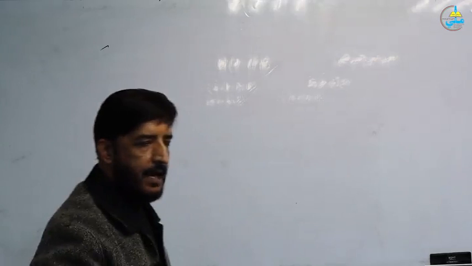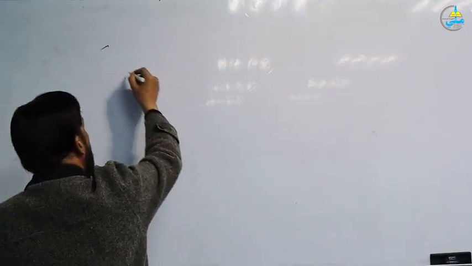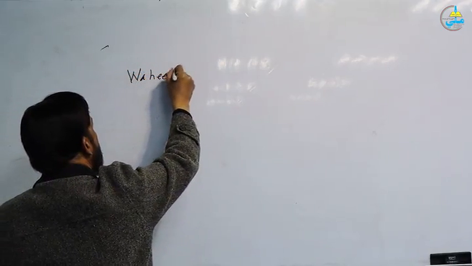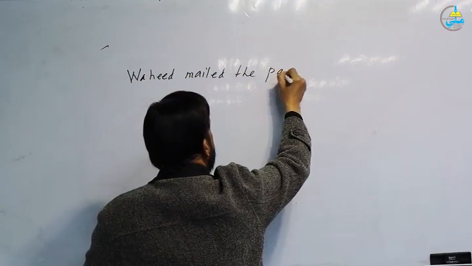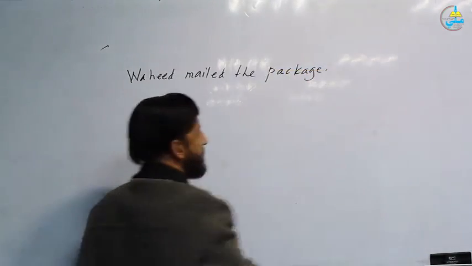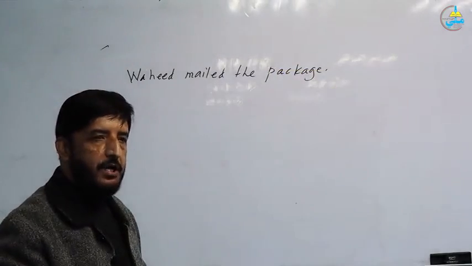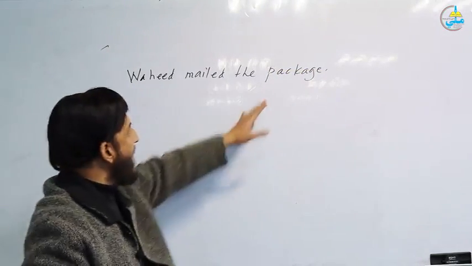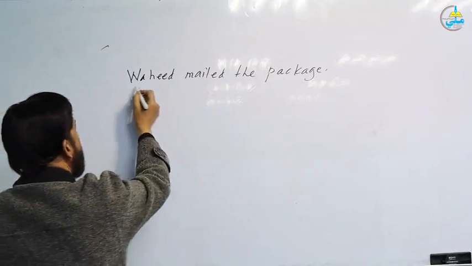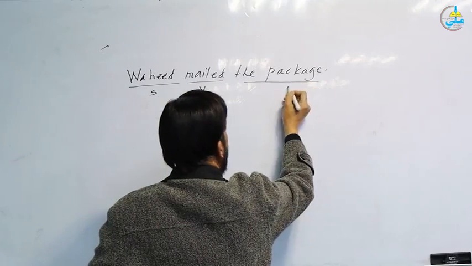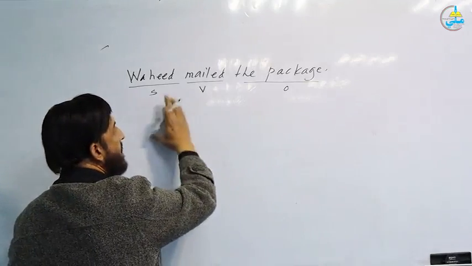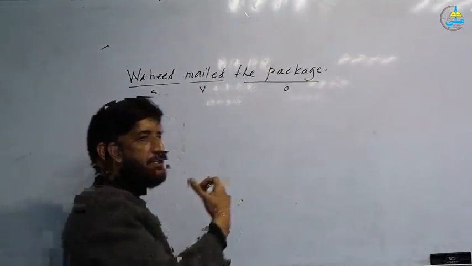Okay, the example in the book is: Wahid mailed the package. Wahid is the subject, mailed is verb, the package is object. Since this verb or this sentence has object, so we can change it to passive.